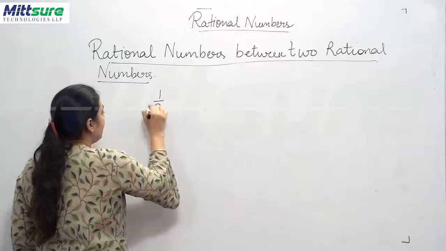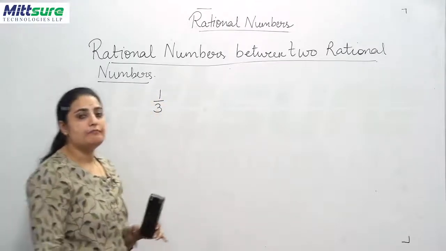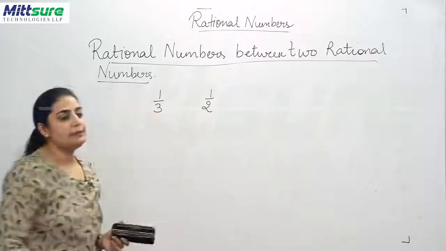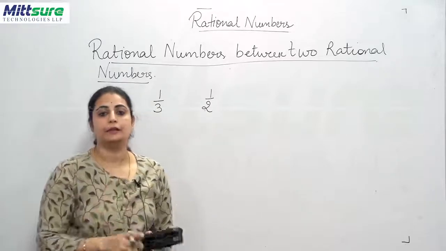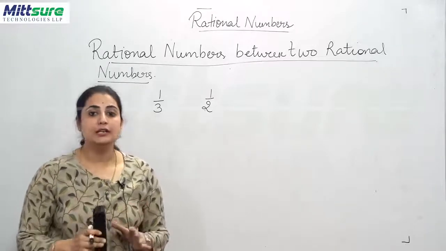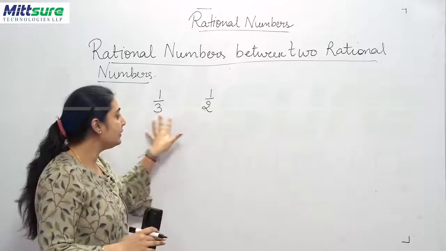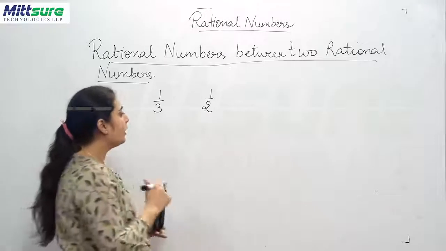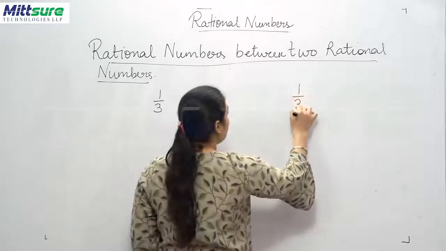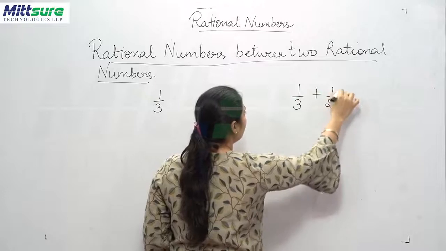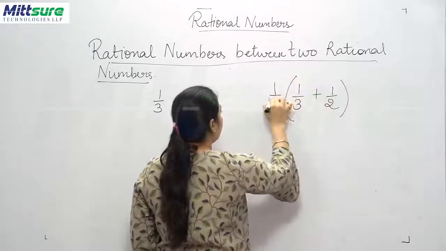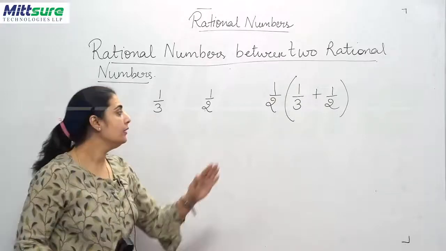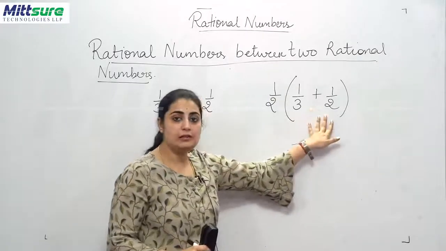I have 1 upon 3, a rational number, and my other rational number is 1 upon 2. If I am supposed to find out the middle rational number which will be present in between these two rational numbers, how am I supposed to do that? What I will do is 1 upon 3 plus 1 upon 2 will be multiplied by 1 upon 2, because I am talking of the center rational number which is present between these two rational numbers.